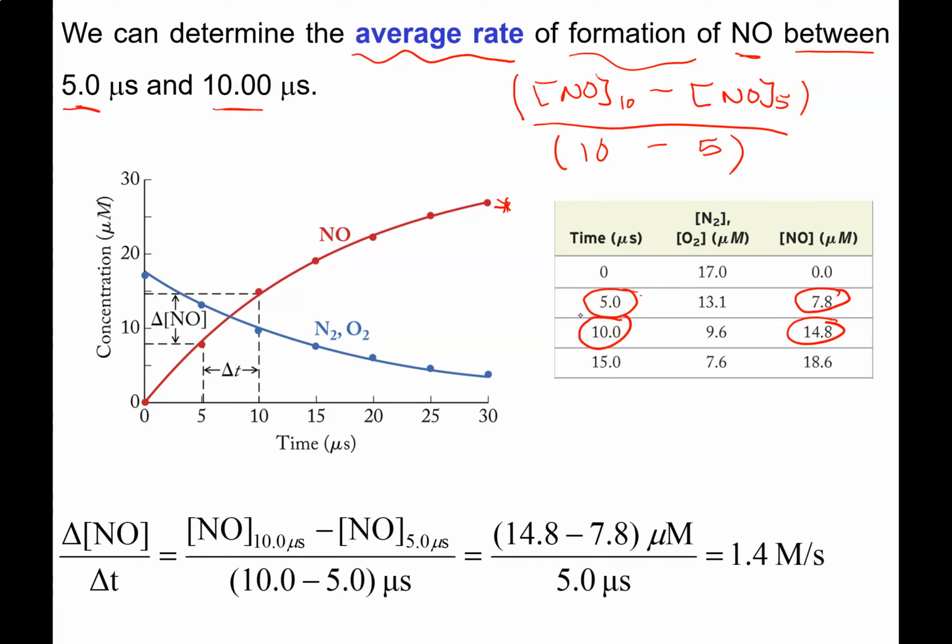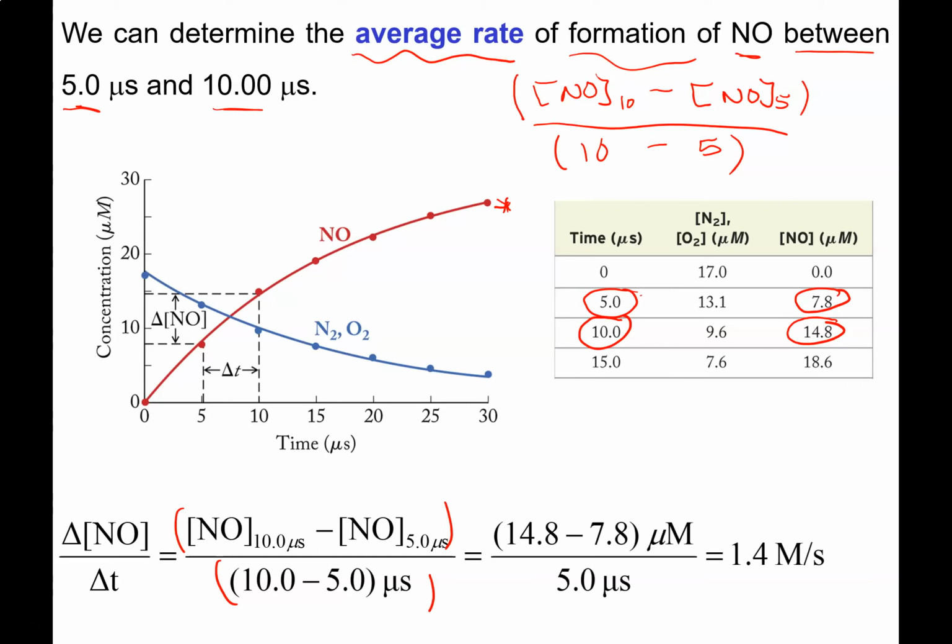Okay, so here we go. So the change in NO over the change in time, and again I want to urge you to put that in parentheses. The final concentration, which is at 10 microseconds, 14.8, minus the initial concentration, which is at 5 microseconds, which was 7.8, divided by the difference between the final time, which was 10 microseconds, minus the initial time, which was 5 microseconds. So that's going to be just 5 microseconds.